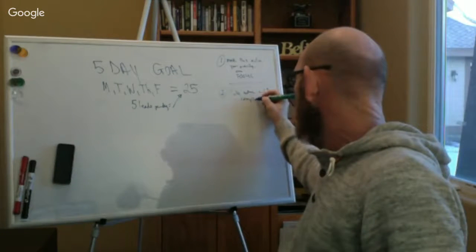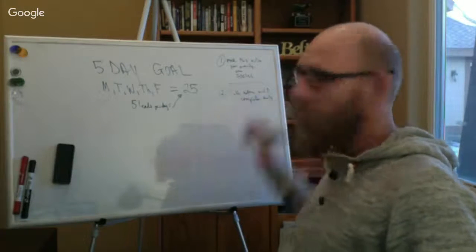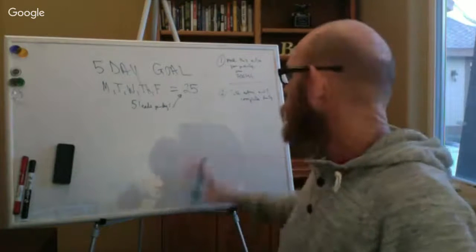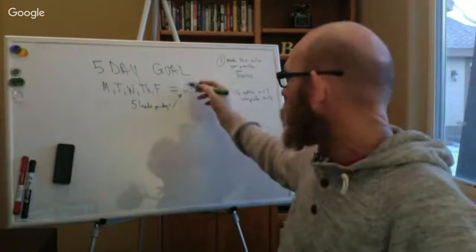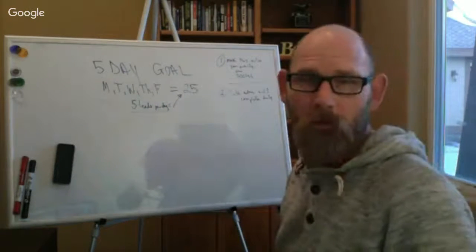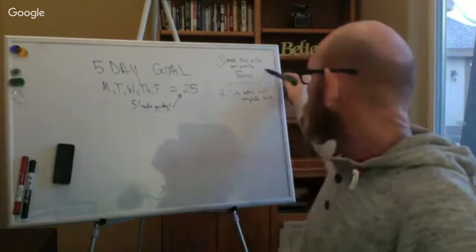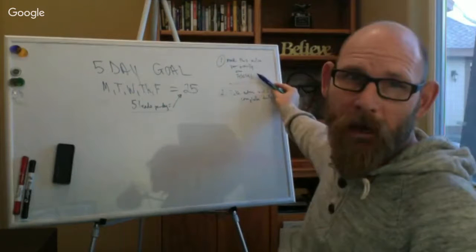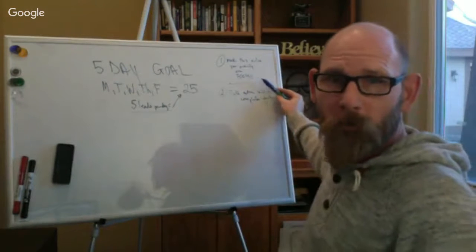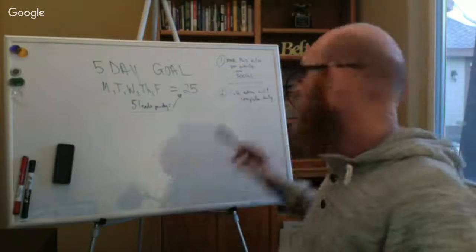Step two is take the action until you're complete daily. This has to happen every single day. We can make this really simple because we know our target of 25 means we just need 5 leads per day. That's our goal. So our first step is to make this action our priority or focus, and step two is to take the action until we complete it daily.